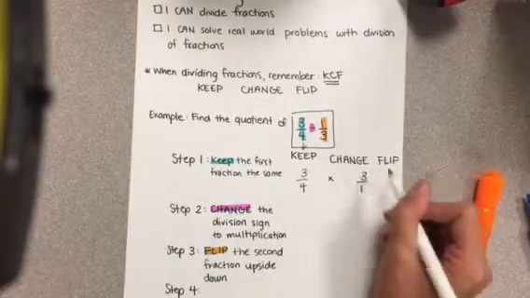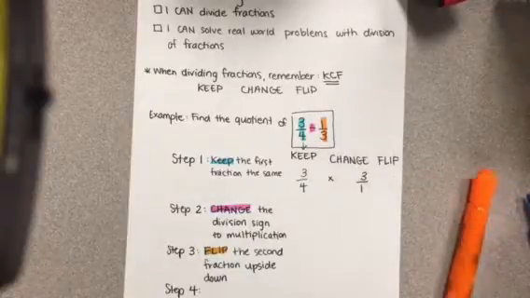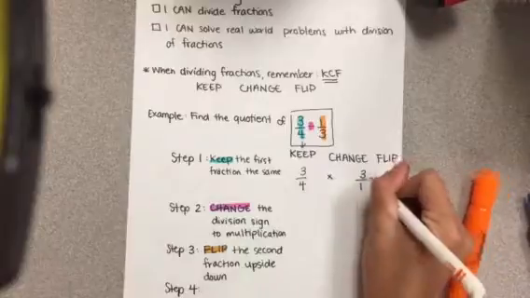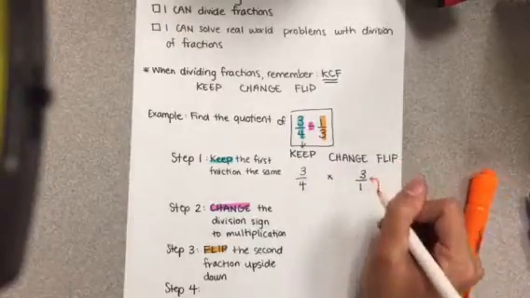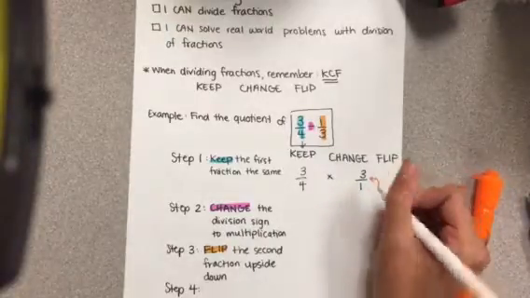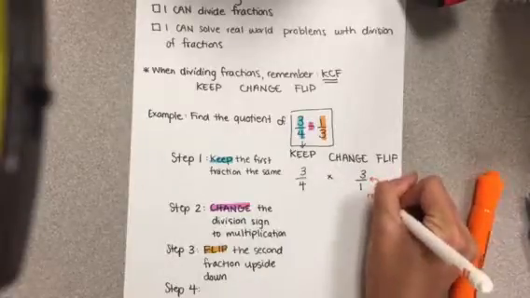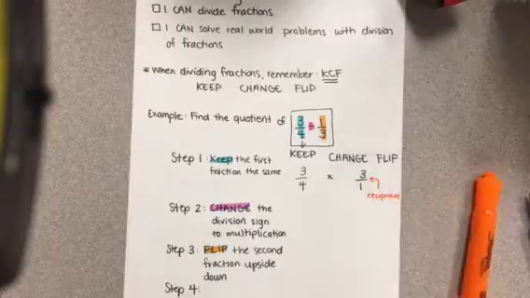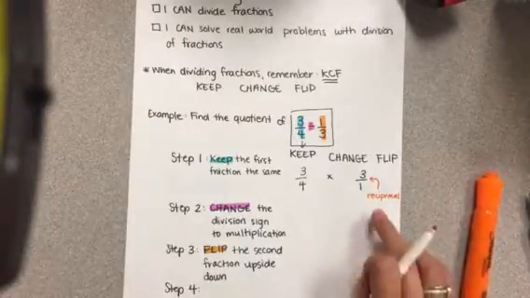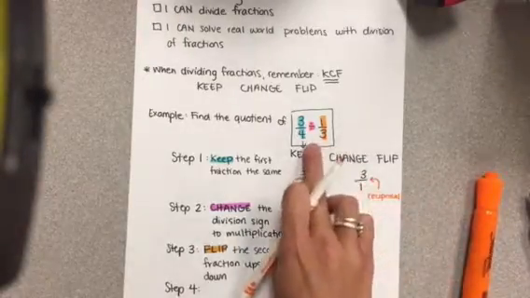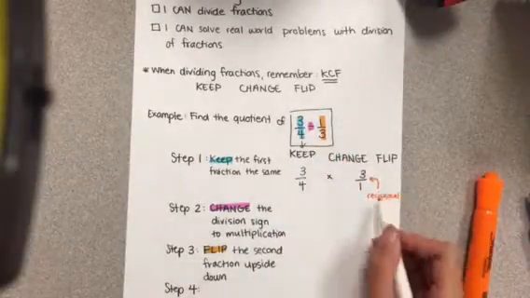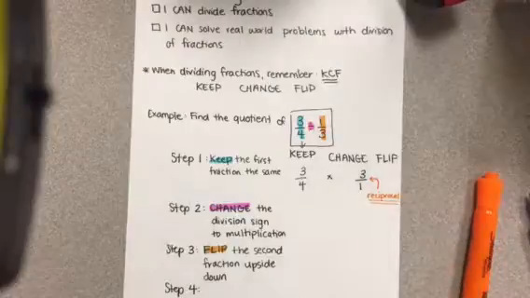So there's a vocab that goes with this. When I flip that over, going from 1/3 to 3/1 is actually called the reciprocal. So this is now the reciprocal of this fraction here. So when I turn it upside down, we find the reciprocal.